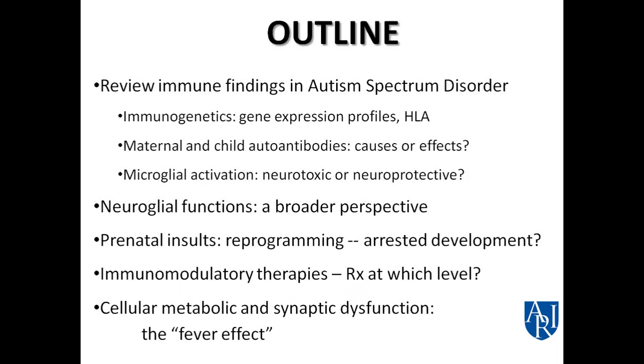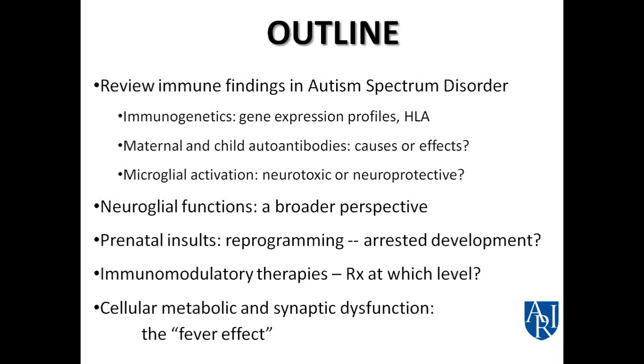So this is my outline today. We'll first review some of the immune findings in autism spectrum disorder, or ASD. I'll talk some about immunogenetics and HLA. And we'll go on and talk about autoantibodies found in maternal and child sera. The question is whether they're causes or effects. And I'll talk about microglial activation and the question of whether it's neurotoxic or neuroprotective.